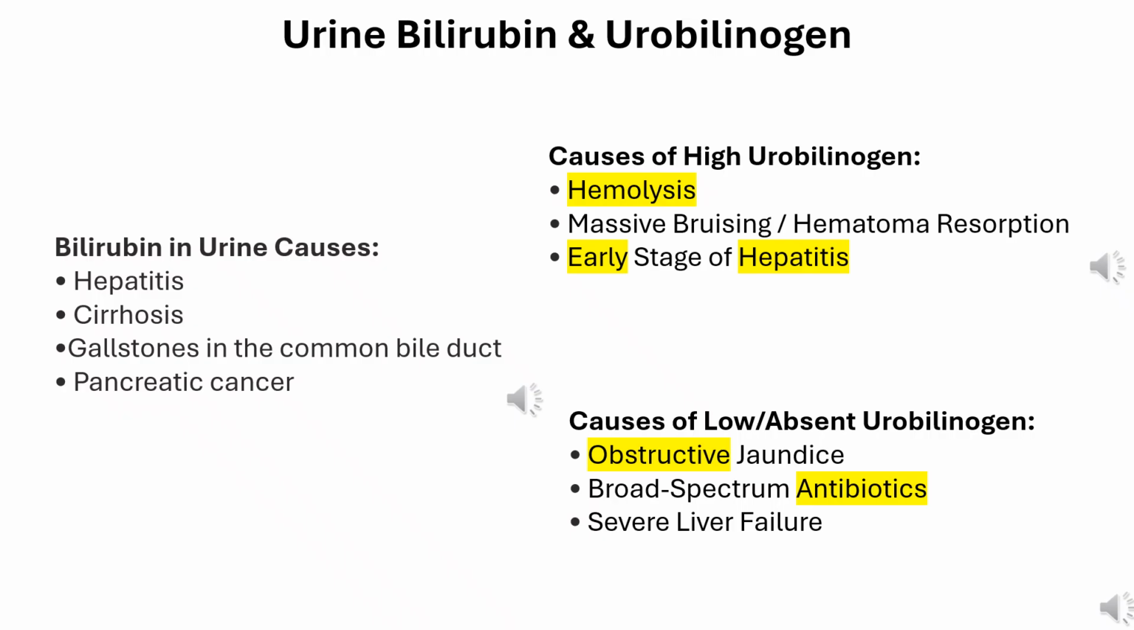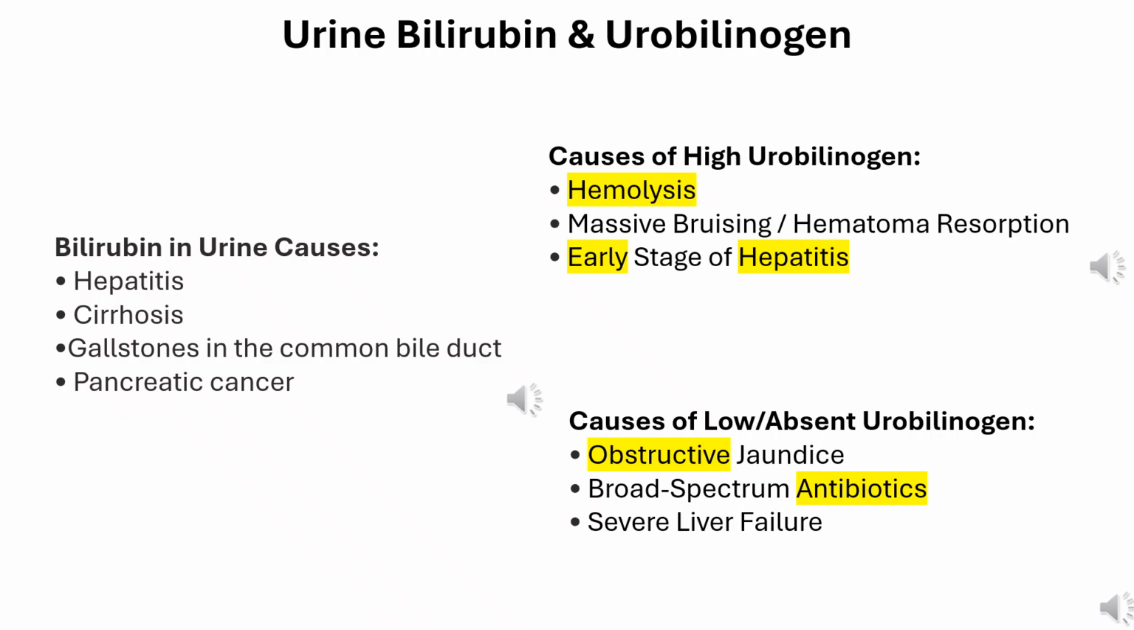Decreased or absent urobilinogen: if the bile duct is completely blocked by a stone or tumor, bilirubin never reaches the intestine. Bacteria cannot create urobilinogen, causing urobilinogen in urine to be absent. Causes of low or absent urobilinogen: obstructive jaundice, gallstone, pancreatic tumor.